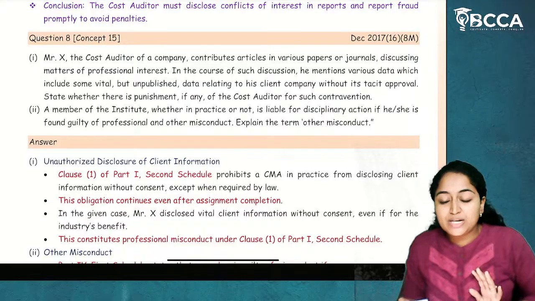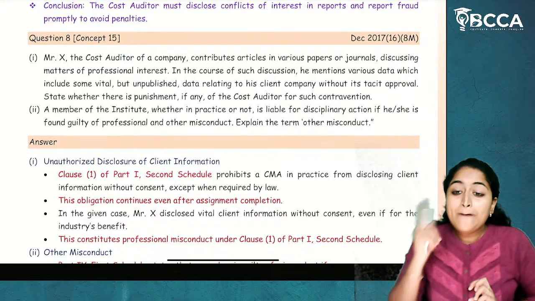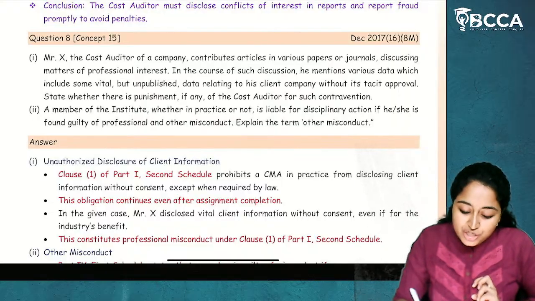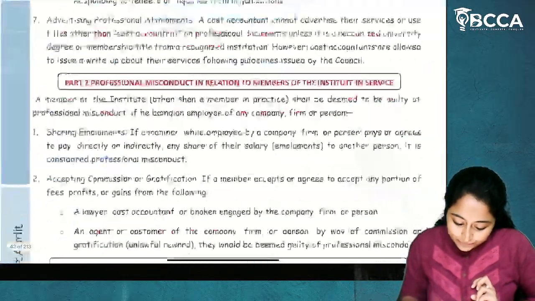Yes, it is a professional misconduct, and it is given in part 1 of the second schedule: giving your client's information without client consent.